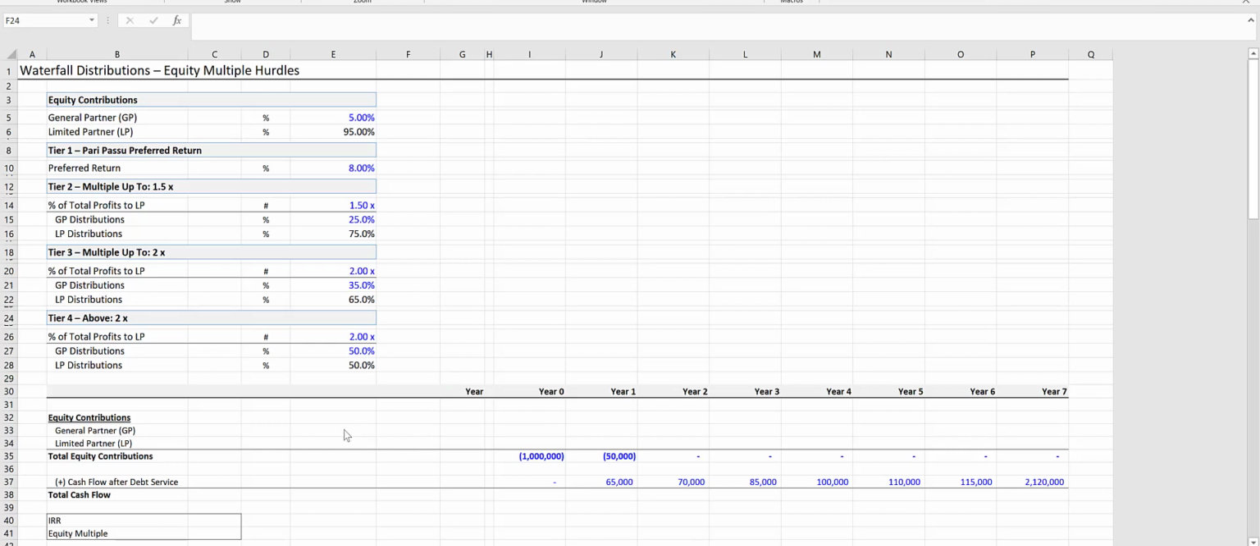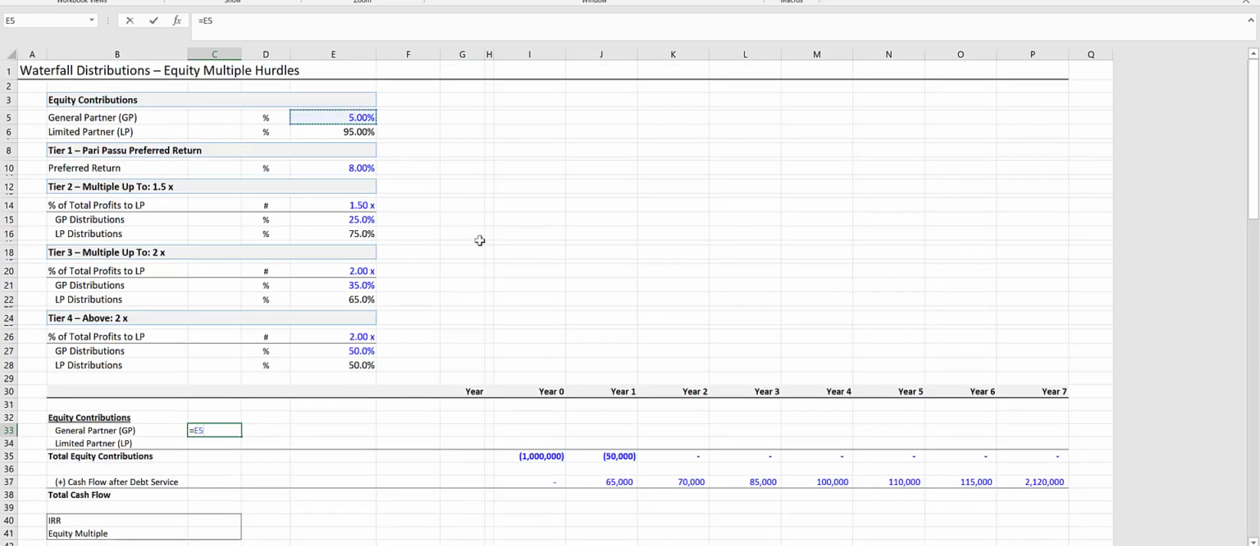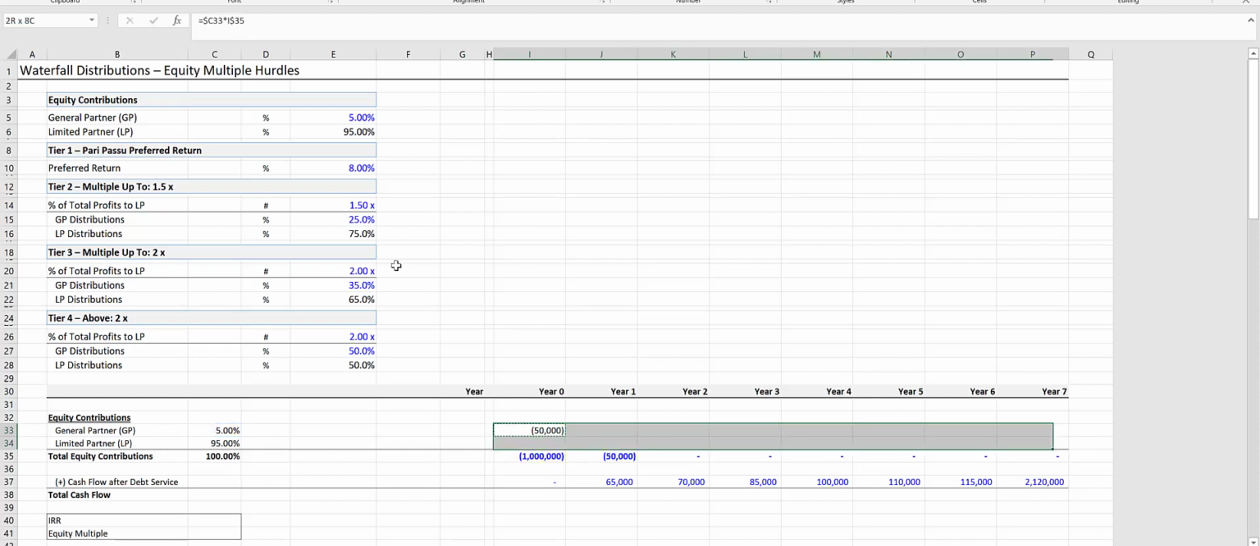Okay, so now that that's taken care of, let's go in and start filling out the equity contributions by partner. And the general partner is going to contribute 5%. The limited partner will contribute 95%. And we'll sum that up for a total of 100%. So what we'll do is we'll take the 5%, we'll lock in the column, and then we'll lock in the row for the total equity contributions. So we can now copy this down and across.